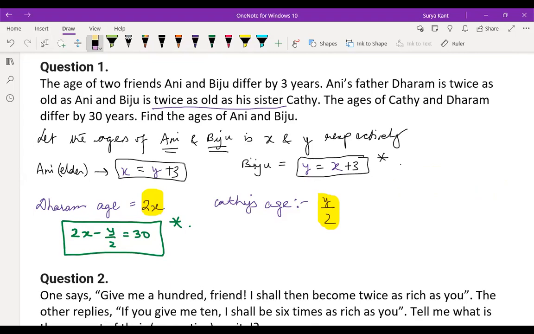I'm asking the question, how is Dharam older than Kathy? 2x equals 30 plus y by 2, as y by 2 is the age of Kathy and 2x is the age of Dharam. If we bring y by 2 to the side of Dharam, 2x minus y by 2 equals 30. So here we can write 4x minus y is equal to 60. We can write like this from this question. Is this clear? Yes, sir.